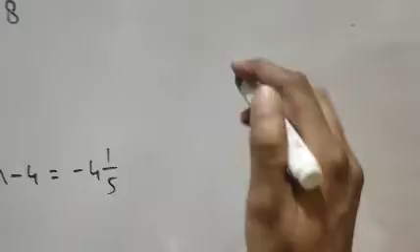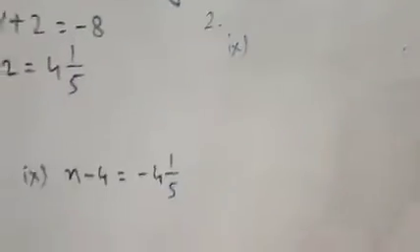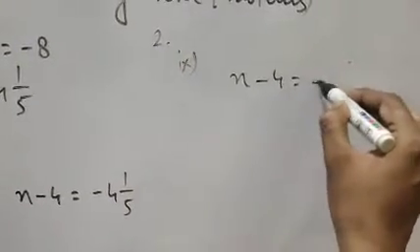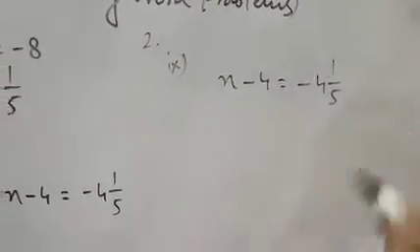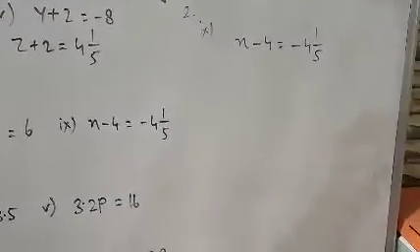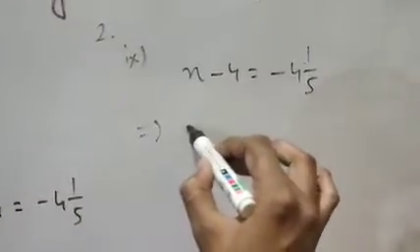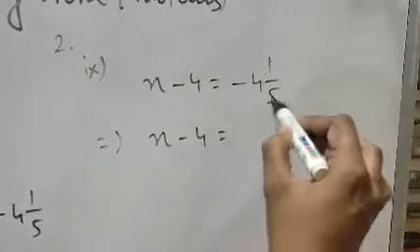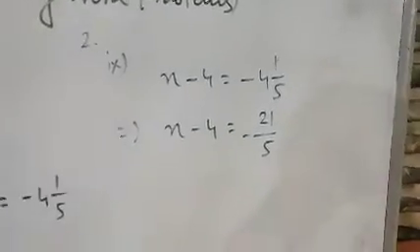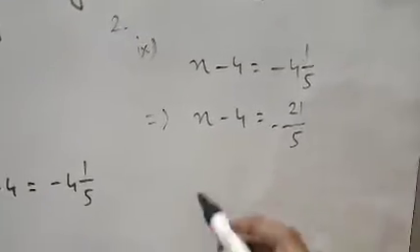Next question 9. Part 2, question number 9. Equation is n minus 4 equals to minus 4 upon 1 by 5. Convert this mixed fraction into improper fraction. 4 5s are 20, 20 and 1, 21. So minus 21 by 5.